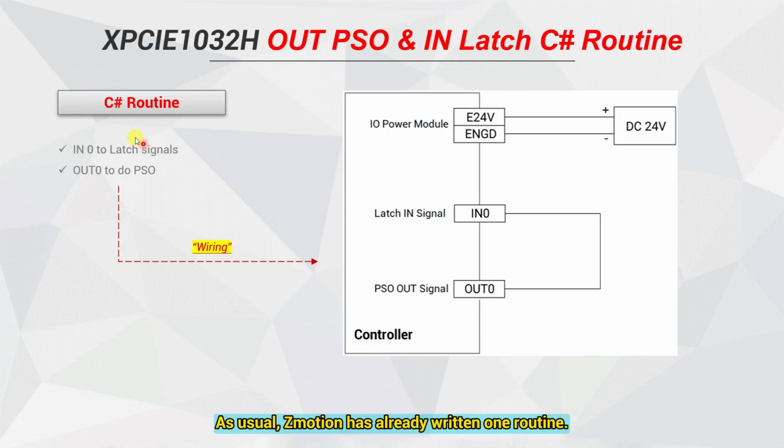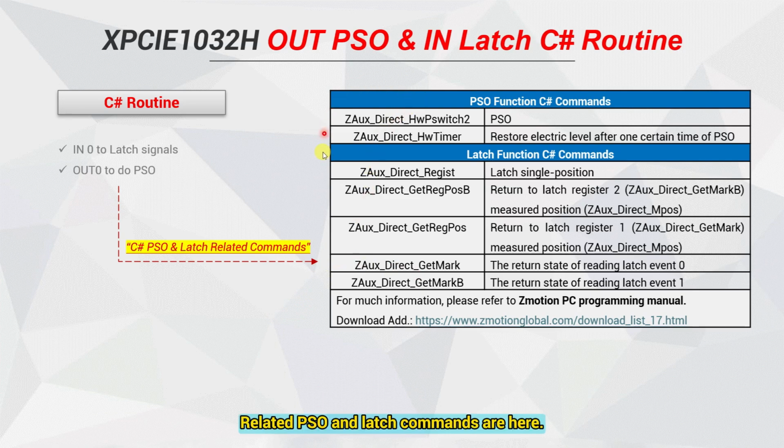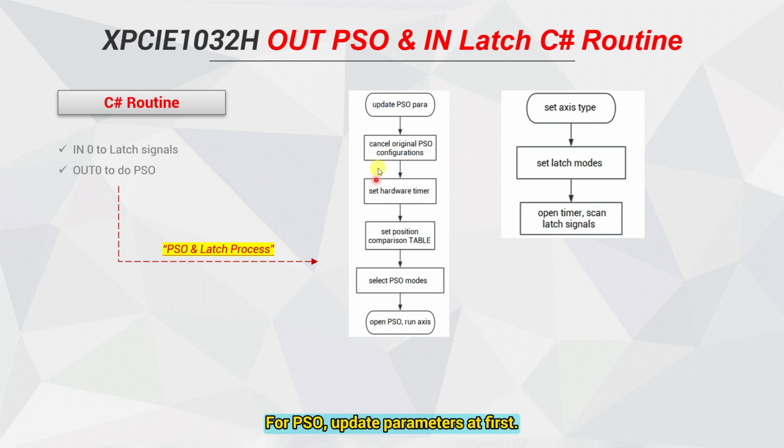As usual, Zmotion has already written one routine. Use in 0 and out 0. This is the hardware wiring. Then, to code editing. Related PSO and latch commands are here. They all are used. For PSO, update parameters at first. Clear former configurations. Then, use the HW timer command to set hardware timer. Next, set comparison positions. Select PSO modes to run it. For latching, you only need to select axis type. Set required modes, open time, then trigger it.